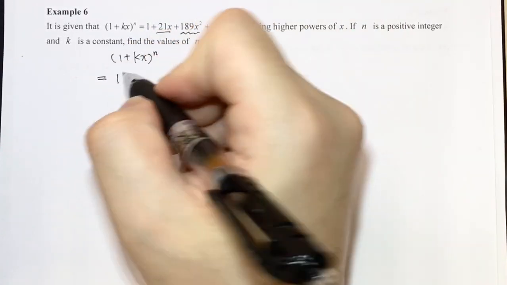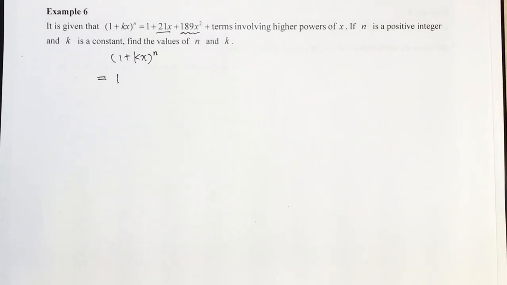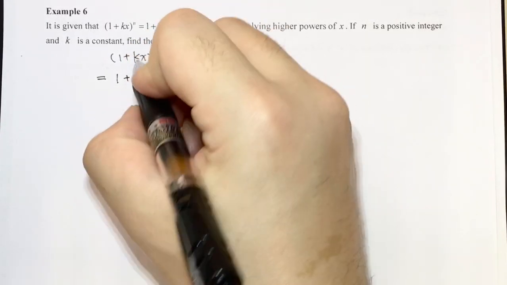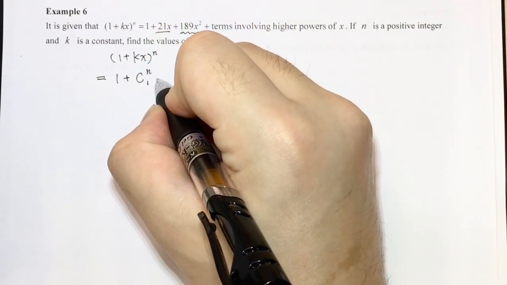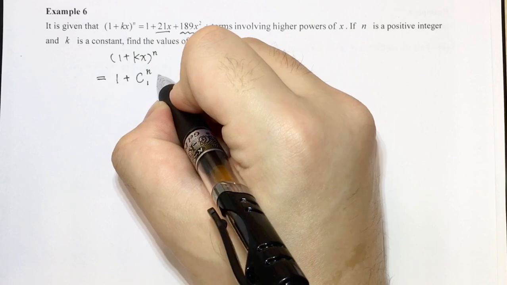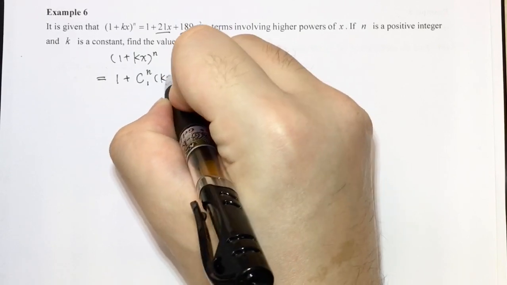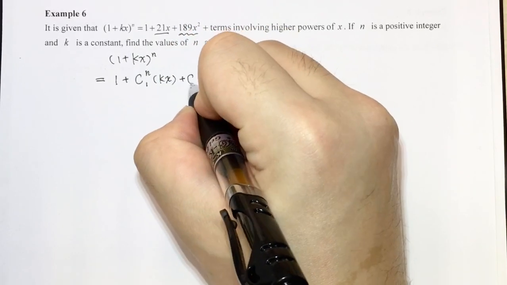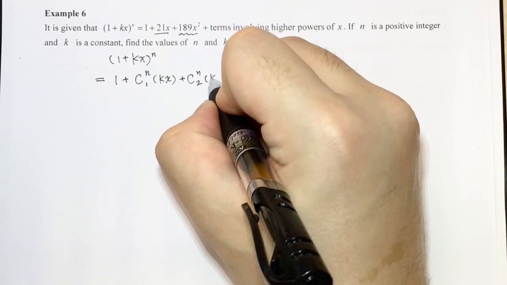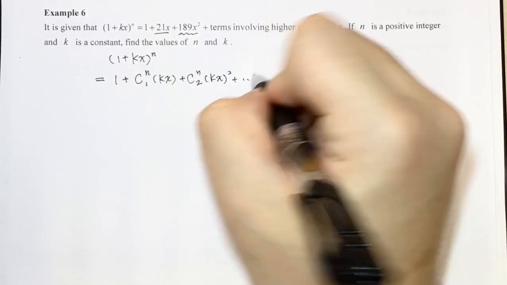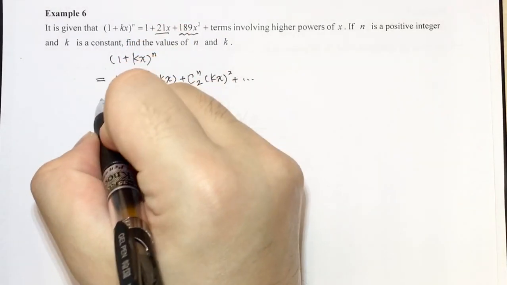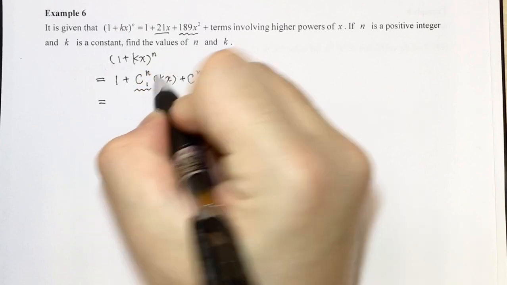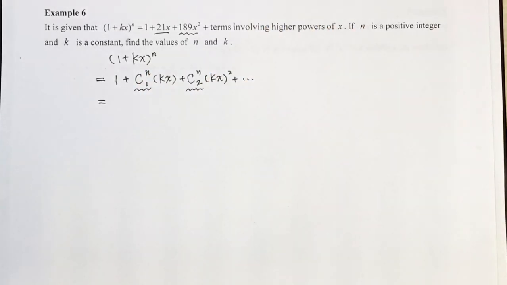The first term is 1 to the power of n, and we usually just write 1, plus the coefficient is nC1 with 1 to the power of n minus 1, and then we do not write the 1, with kx, and then nC2 kx squared plus dot dot dot. Don't forget the dot dot dot. And then we just need to tidy up a bit. Do you still remember? I have told you to remember the result of nC1 and nC2.